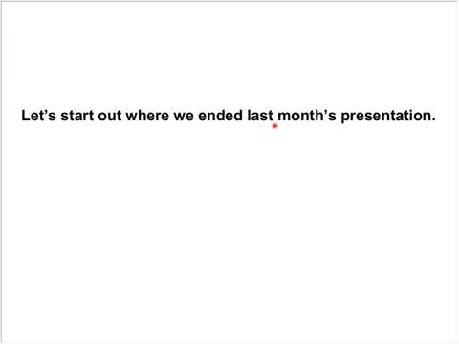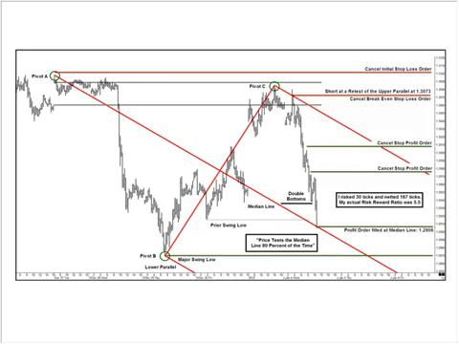Let's start out where we ended last month's presentation. And this is the chart at the end of last month's presentation. What we did last month is we built everything off of this gap right here. And according to Dr. Andrews, who locked a bunch of graduate students in a room in the mid-1920s with pencils and yellow notepads and made them do homework, they developed action-reaction lines and median lines.